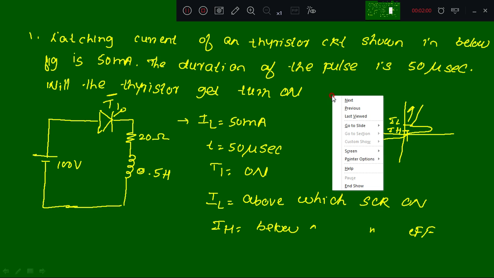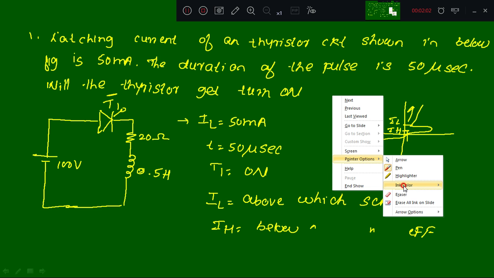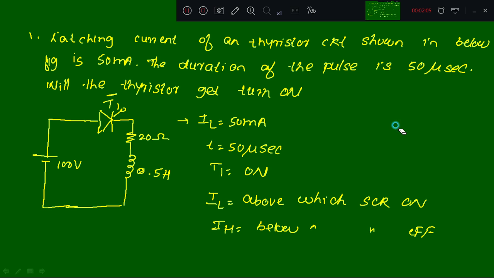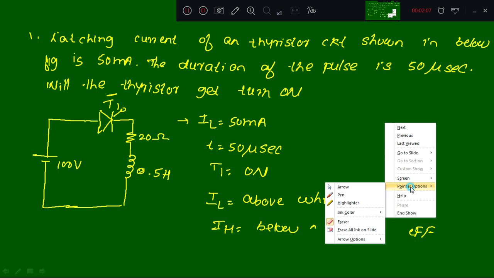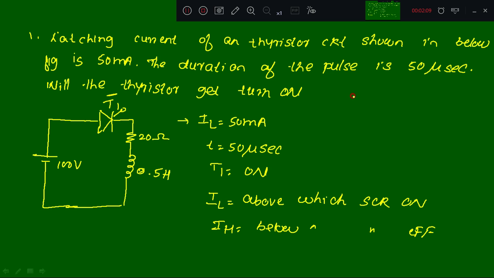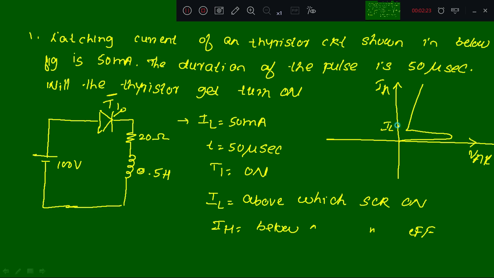I will draw once again and show you what latching and holding current are. This is the characteristic of SCR, where this is IA and this is VAK. Our latching current will come at this point, above which SCR will be on. Holding current IH will come here, below which SCR is off.